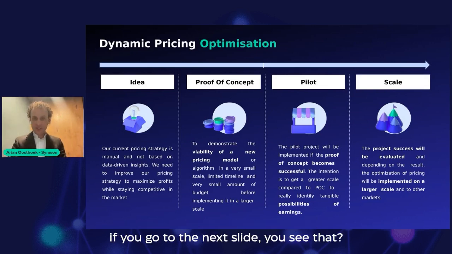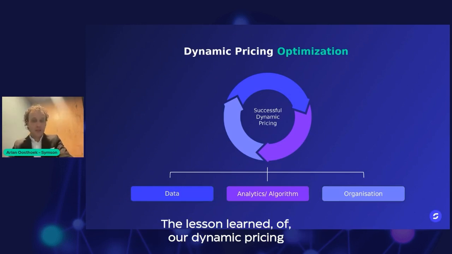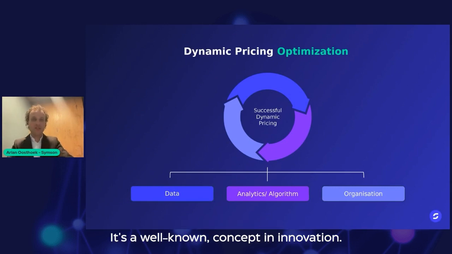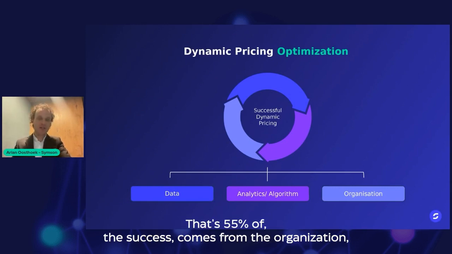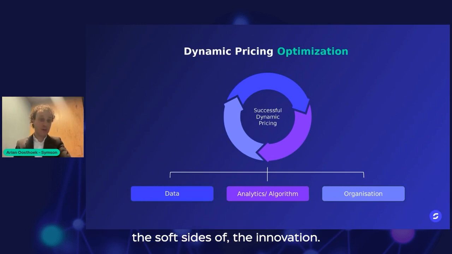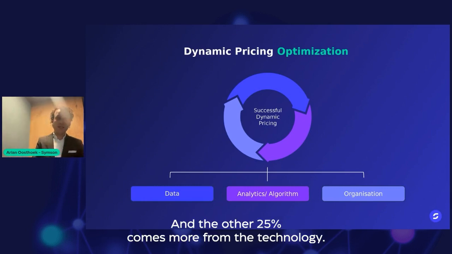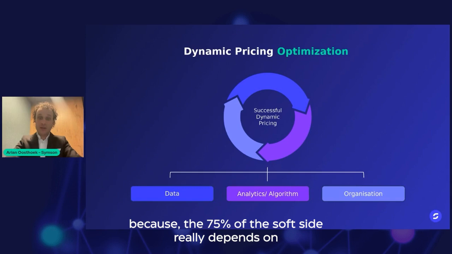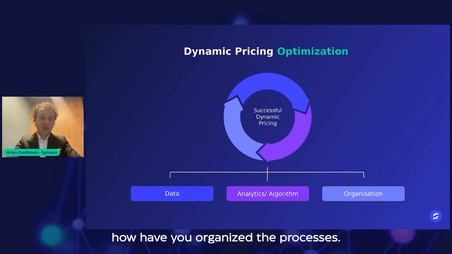If you go to the next slide, you see that the lesson learned of our dynamic pricing implementation is that it's like the innovation space. It's a well-known concept in innovation that 75% of the success comes from the organization, the soft side of the innovation, and the other 25% comes more from the technology. And the same can be applied actually in dynamic pricing, because this 75% of the soft side really depends on how you have organized the processes.